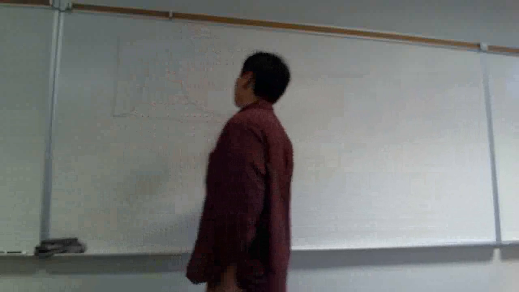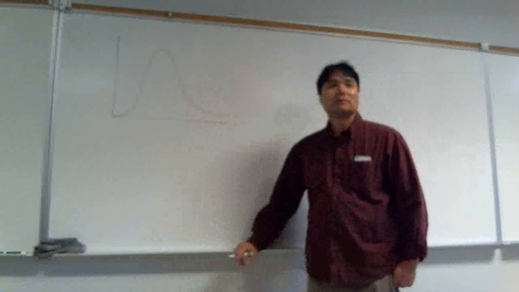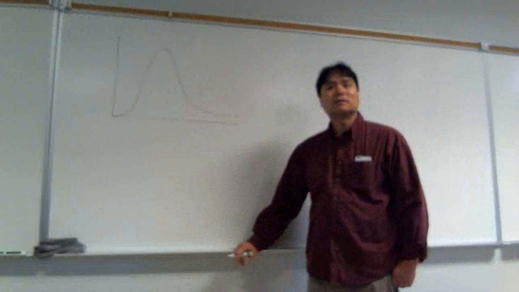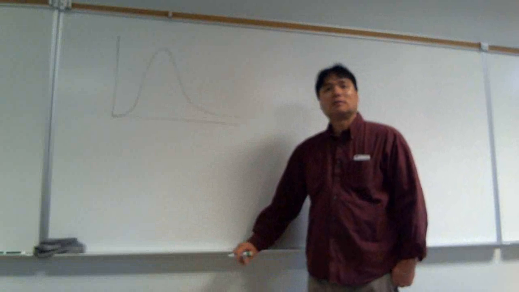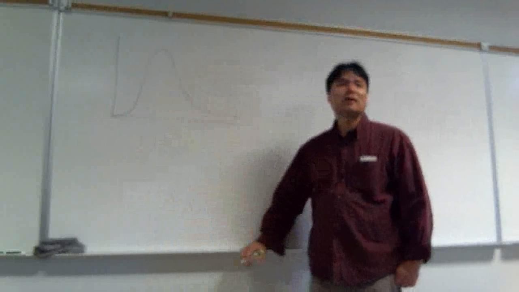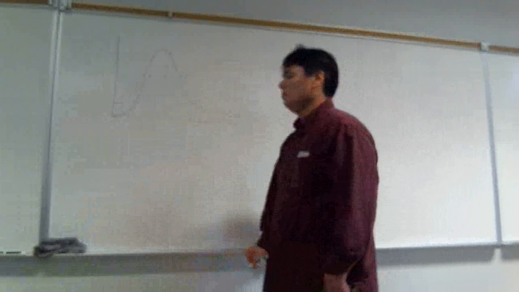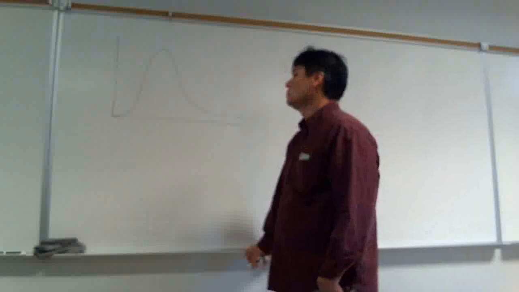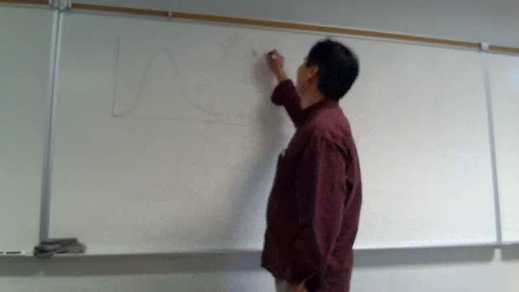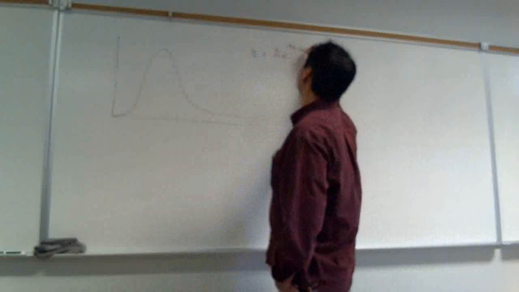What's the mathematics of this curve? Do you know what kind of mathematical function that is? You recognize it? This is called an exponential curve. An exponential curve is going to be described by an exponential. And so basically, K, the rate constant, is equal to A e to the minus E sub A over RT.